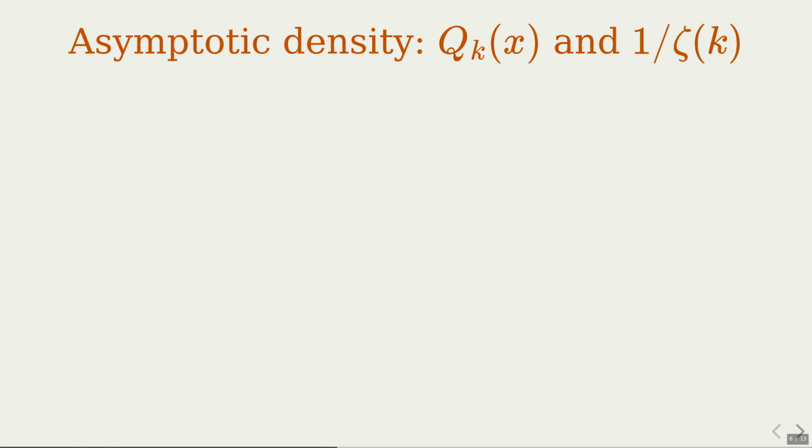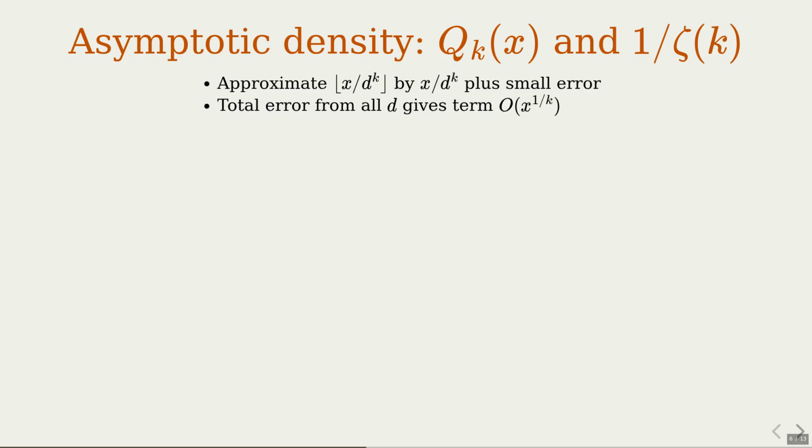Is this the same move as before, where we replace the floor by x over something and control the error? We write each floor as x divided by d to the k plus an error that is less than 1 in absolute value. When you add up those small errors over all relevant d, their total size is controlled by a constant times x to the 1 over k. The main term is x times the sum of Möbius of d over d to the k, and that sum is 1 over zeta of k, giving our density.